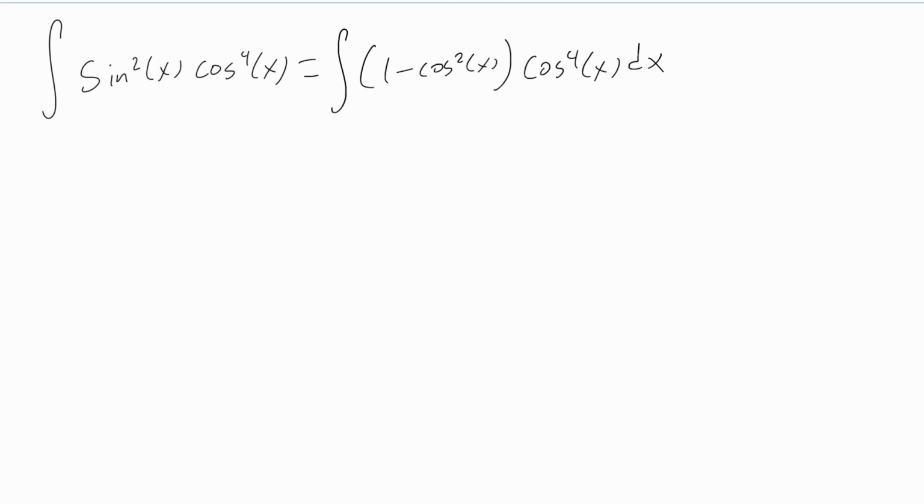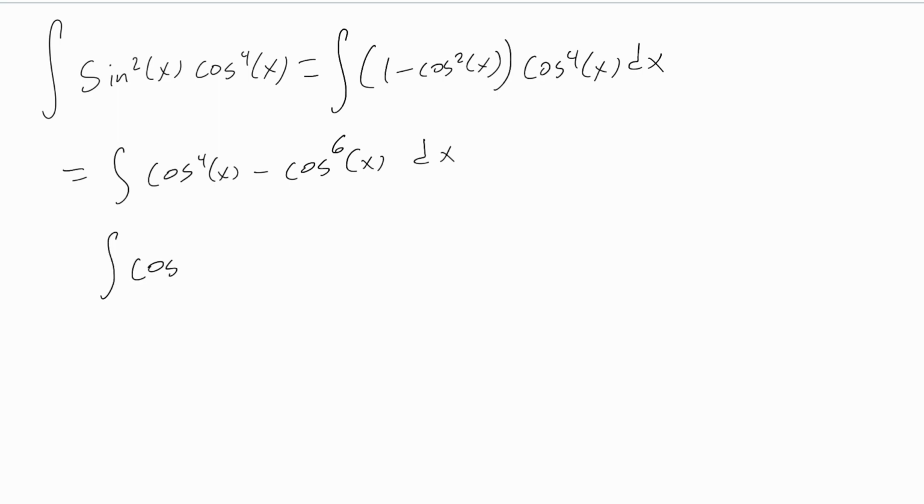We get something like this. Applying our old trig identities, the integral of 1 minus cosine squared times cosine to the fourth. This is the same as the integral of cosine to the fourth of x minus cosine to the sixth of x dx.